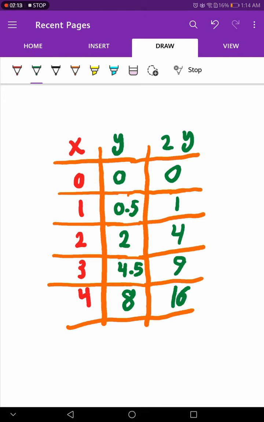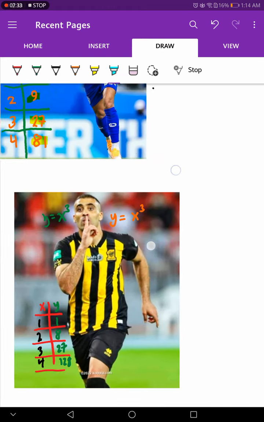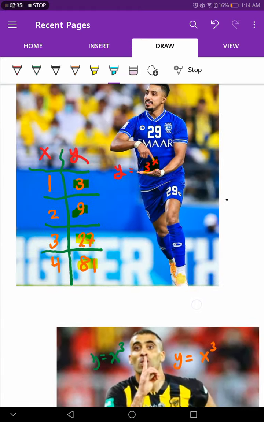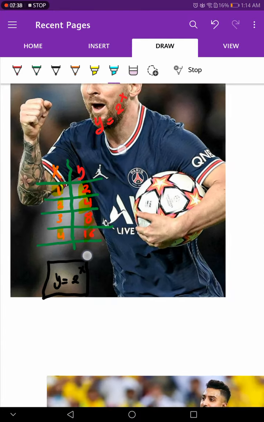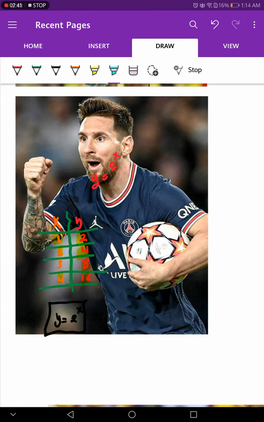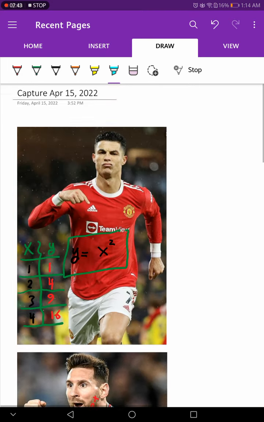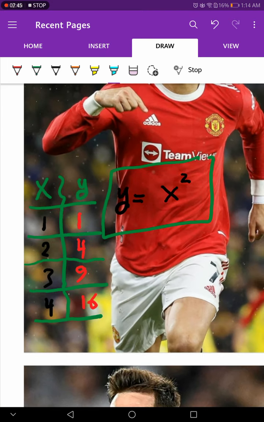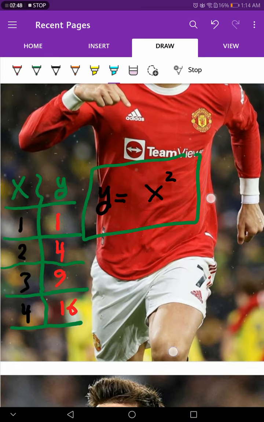Now can you recognize which pattern the new pattern looks like? Remember the numbers 1, 4, 9, 16: 1 by 1 equals 1, 2 by 2 equals 4, 3 by 3 equals 9, 4 by 4 equals 16. If you check, it is not Hamdallah, not Salim, not Messi. It is the Cristiano pattern. You see 1, 4, 9, 16, so it is the x square pattern.